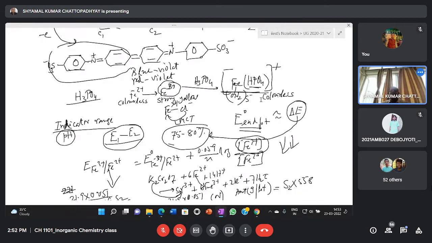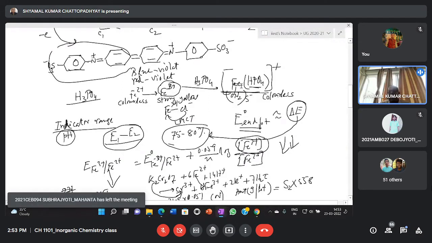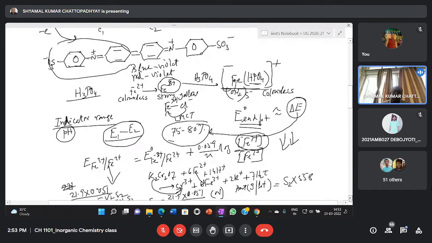So the first point is why we add phosphoric acid. One function of phosphoric acid is to complex the ferric iron that is generated during the titration, which otherwise would have given you a strong yellow color and interfered with the detection of the endpoint. It is complexed by the phosphoric acid, and the resultant phosphate complex is colorless, and as a result, the interference is removed and you can detect the endpoint easily. So this is the first importance of the phosphoric acid.